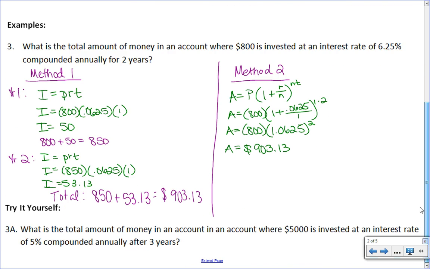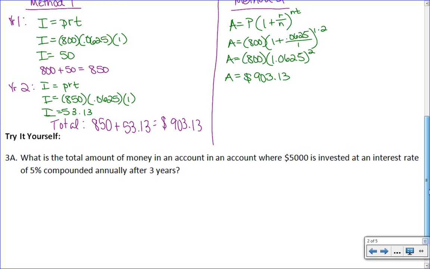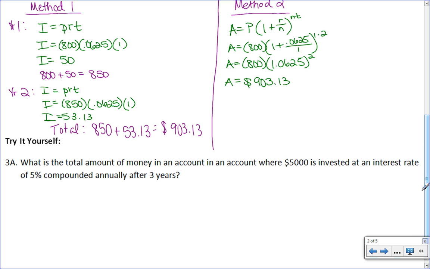Okay, so go ahead and try your hand at some compound interest on your own. Again, you can use either method, whether you want to use the simple interest method or the compound interest method. But for the try it yourself problem, make sure that you show your work and pause the video when you're ready to check your answer. Go ahead and hit play to check your answer.